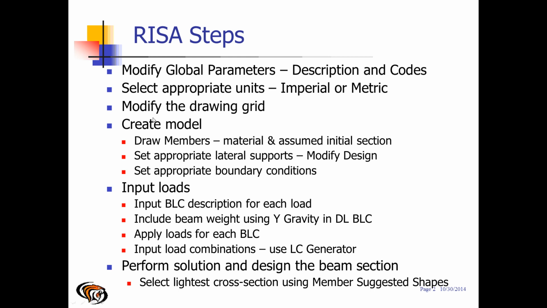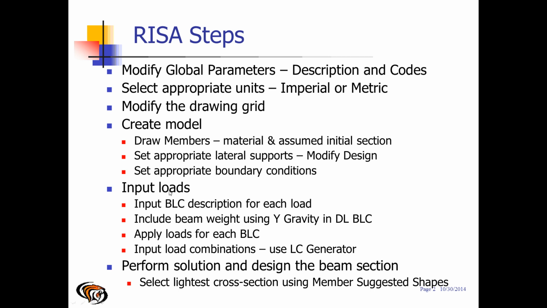Then modify the grid. And then we'll create the model by first drawing the members. And here we're going to make an assumption about the section that we're going to use. And we'll set the material to A992. Then we'll set appropriate lateral supports. We'll have to do this so that there's no lateral torsional buckling in this beam. And we'll do that in the modify design portion of RISA. Then we'll set appropriate boundary conditions.